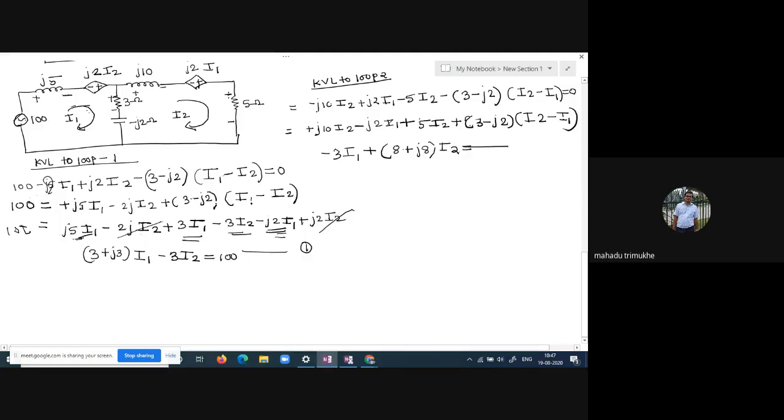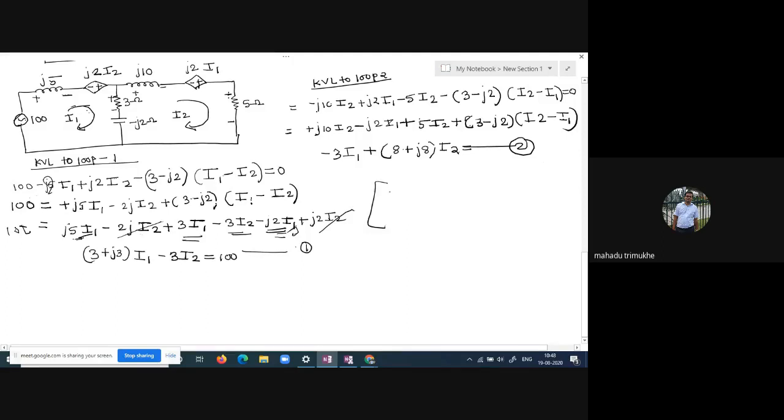This is equation number... is equal to 0. Okay, then you will have understood equation number 1 and 2. Is there any doubt in that? Understood? Then you have to write equations 1 and 2 in matrix form in terms of I1 and I2.